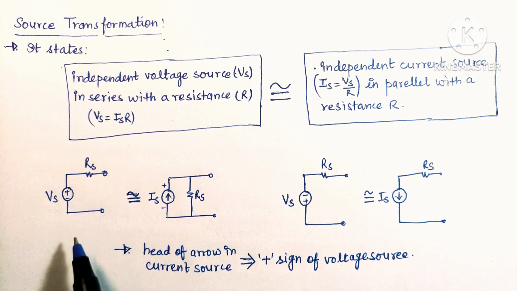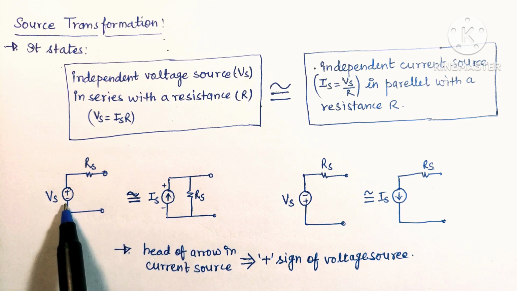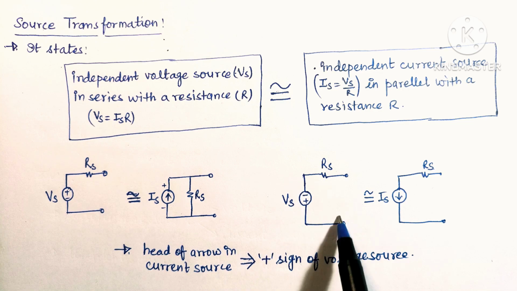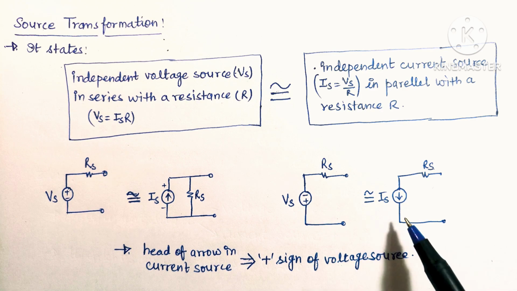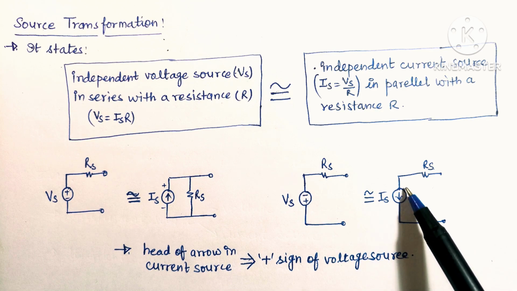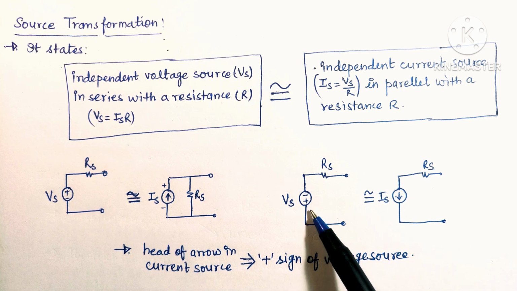During conversion, we have to remember that the arrow of the current source should be in the direction of the positive symbol of the voltage source. Similarly, if this type of connection of voltage source and resistance is given, in which the direction of the positive sign is below as represented here, then the direction of the current source will be downwards, as the arrow of the current source should be in the direction of the positive sign of the voltage source.